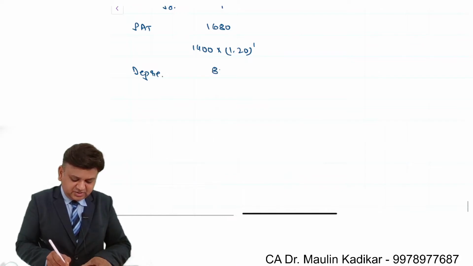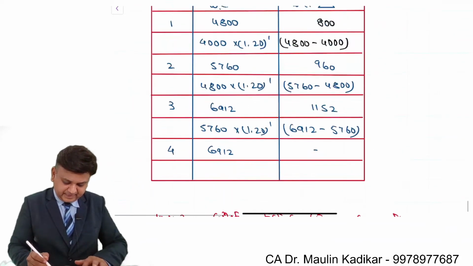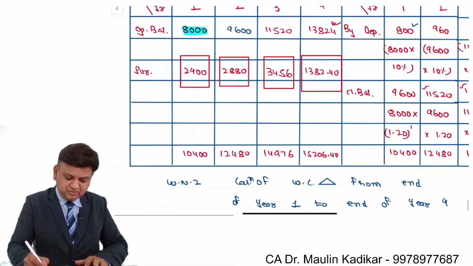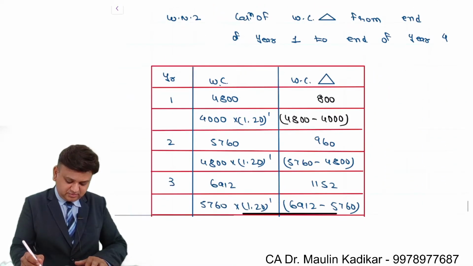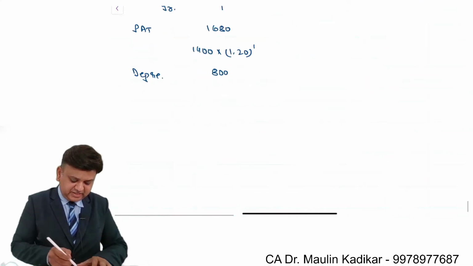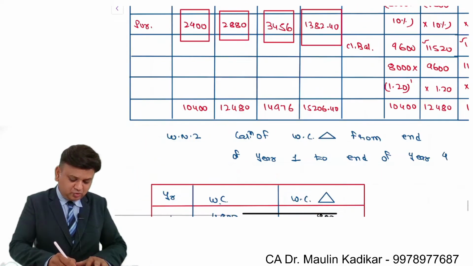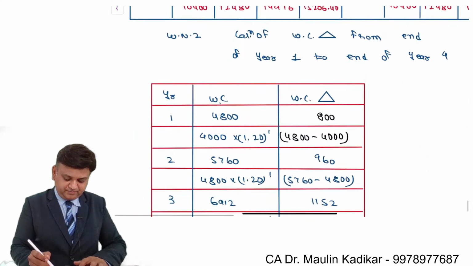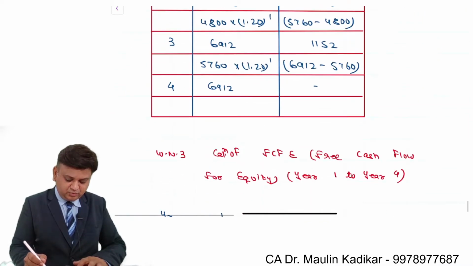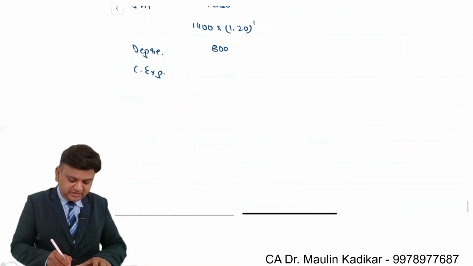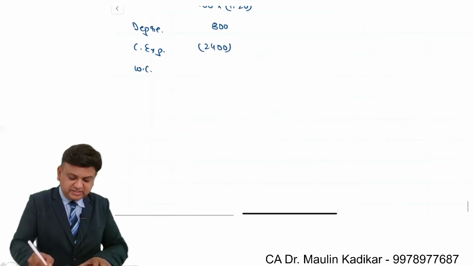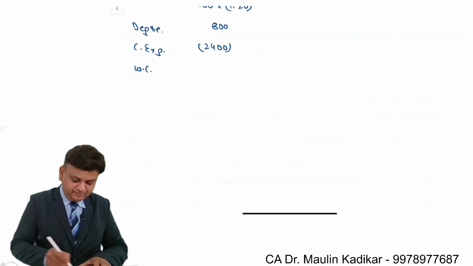First year depreciation is 800. This is the depreciation. Next, we will mention capital expenditure. At the end of the first year, capital expenditure is 2400 and working capital is 800. Both of them would be deducted. Capital expenditure is 2400 and working capital change, that is working capital increase precisely, is an amount of 800.